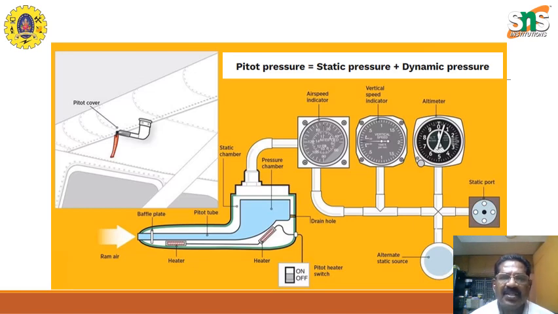What do we measure here? The airspeed indicator is there, like a Bourdon gauge. We have the airspeed indicator, the vertical speed indicator, and the altimeter, all three in one go, and then it is finally connected to a static port. You have an alternate static source also there, and here what we are going to learn is that the pitot pressure is equal to the static pressure plus the dynamic pressure. Okay, so this is how it is being exposed outside.